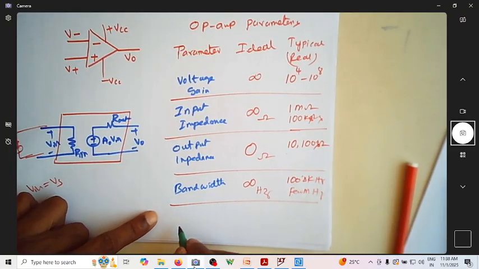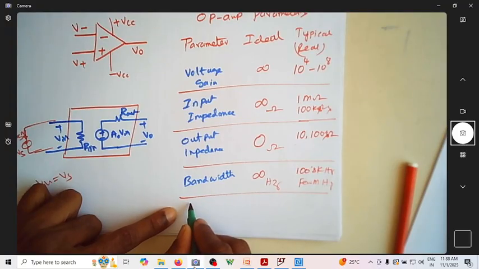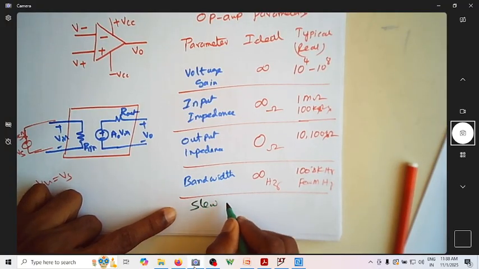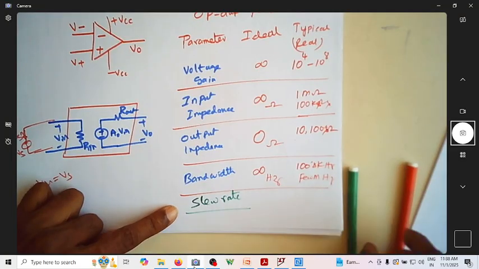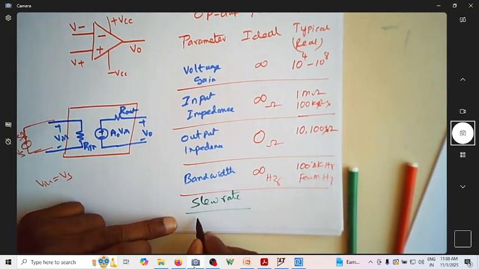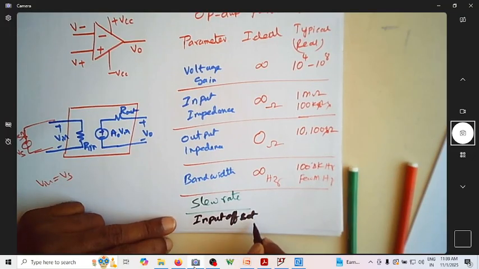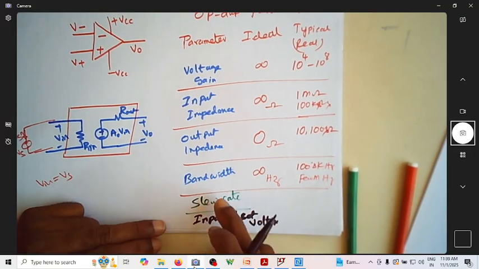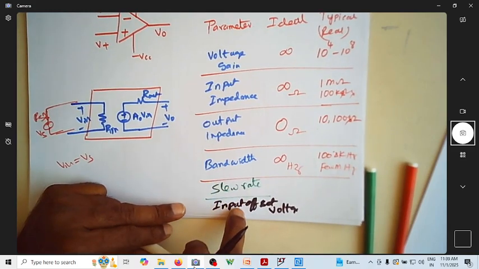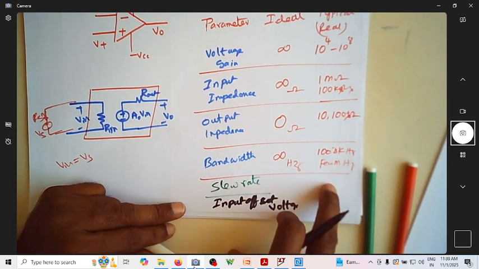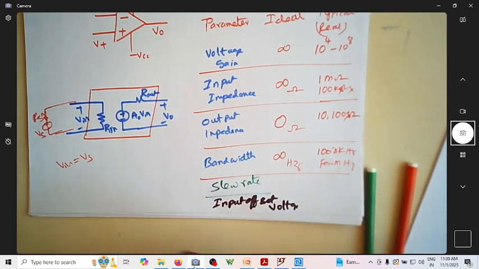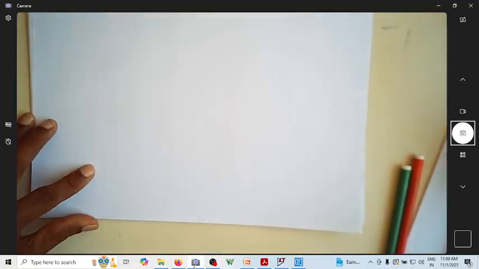We have two more such specifications. One is called slew rate, and the other one is input offset voltage. We will just try to understand what slew rate and input offset voltage are, and then come back to finding out the ideal value and typical value of slew rate and input offset voltage. So now let us try to understand what this slew rate means.